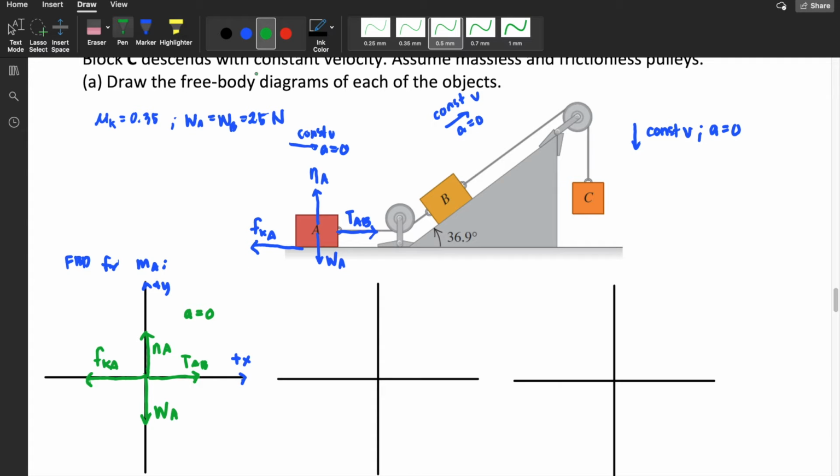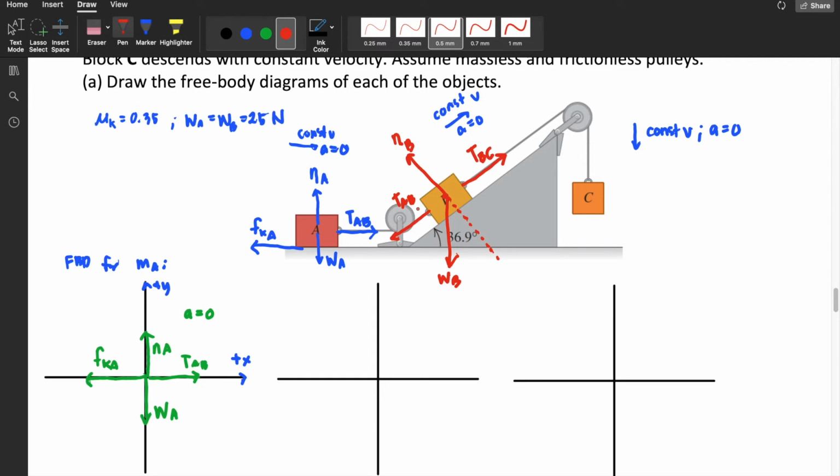Next is your mass B. The nicest way to draw it is with your normal force perpendicular to the surface of contact. We'll call this NB, normal force B. Next, the weight is not extended along the incline, because the weight is vertically downward. So you'll have your weight here, this will be your WB. Next, you'll have your two tensions. This one will be your tension TBC, and the other one is your tension TAB, obeying Newton's third law.